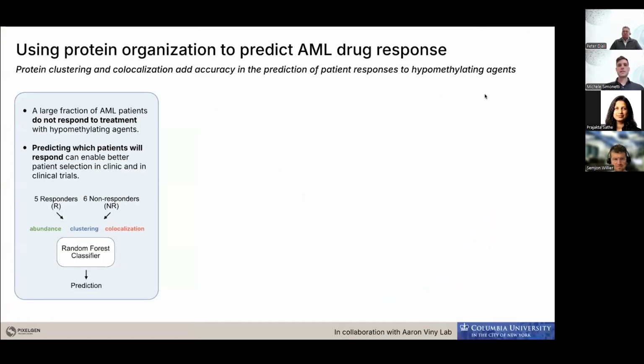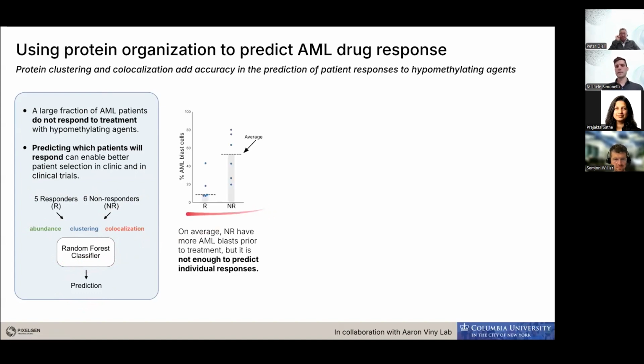So the background is that a large fraction of AML patients do not respond to treatment with hypomethylating agents, which are very effective, but only in 20 to 30% of the cases. So it will be very important to predict which patients will respond. So in this first pilot study, we had 5 responders and 6 non-responders. So we used all the features that you basically get using our technology, so abundance, but also the spatial metrics. So we trained a random forest classifier, and then we used that to predict on the remaining cells if they belong to either the responder or the non-responder groups.